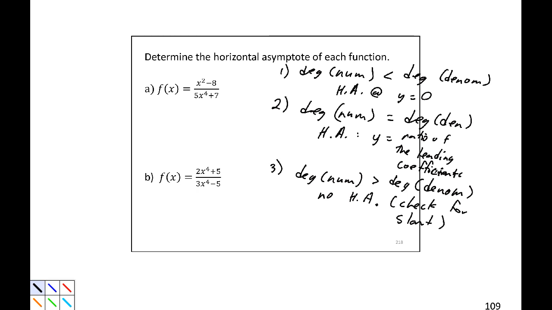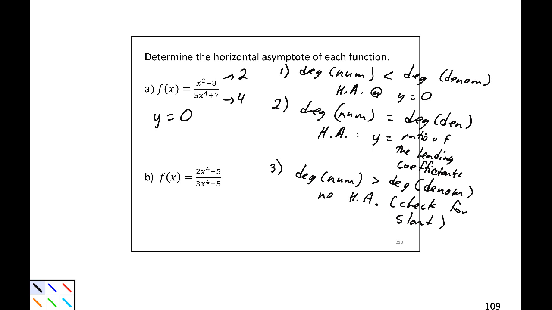So, part A, this function, the degree of the numerator is 2, and the degree of the denominator is 4. So since the degree of the numerator is less than the degree of the denominator, we have a horizontal asymptote of y equals 0.